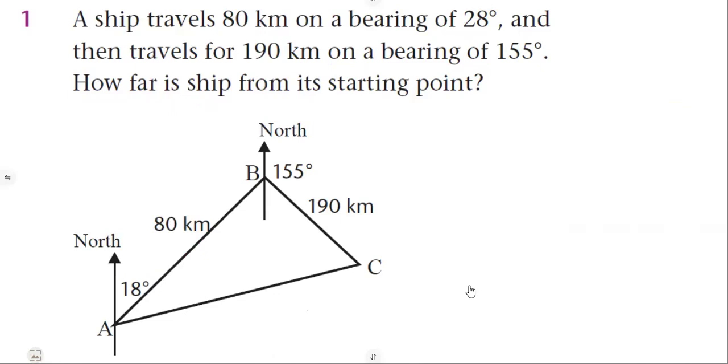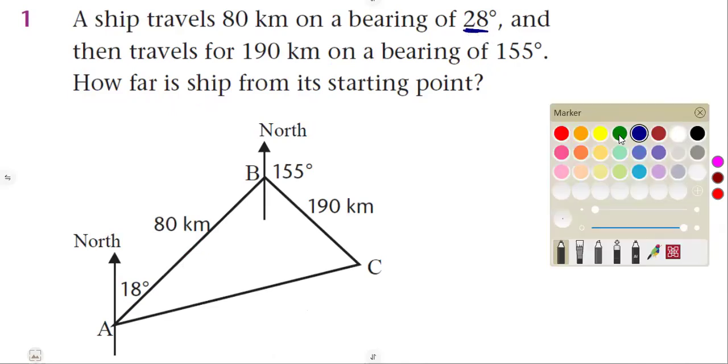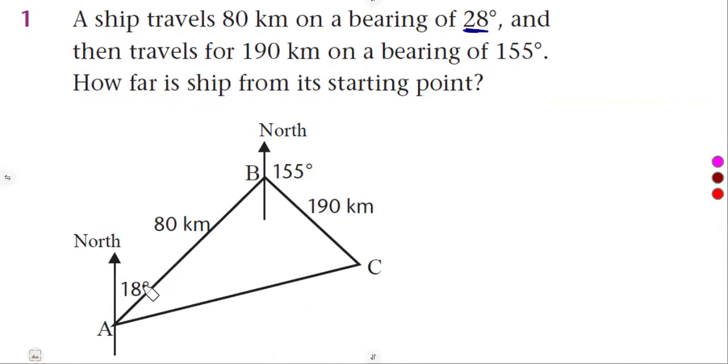On this question, we are given that a ship travels 80 kilometers on a bearing of 28 degrees. If we check the diagram, it is 18, but the information here is saying 28. So you use what you are given from the information. So this one is supposed to be 28, according to what we are given here: on a bearing of 28.